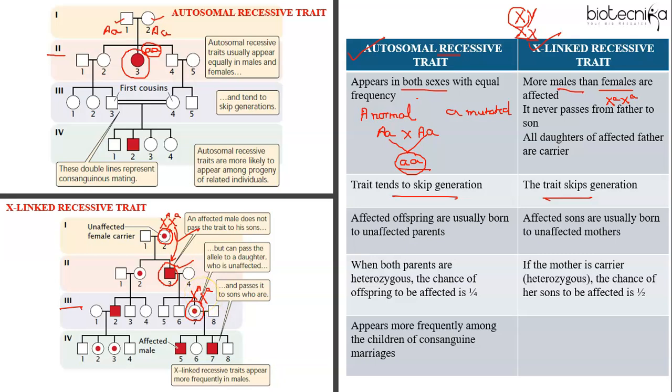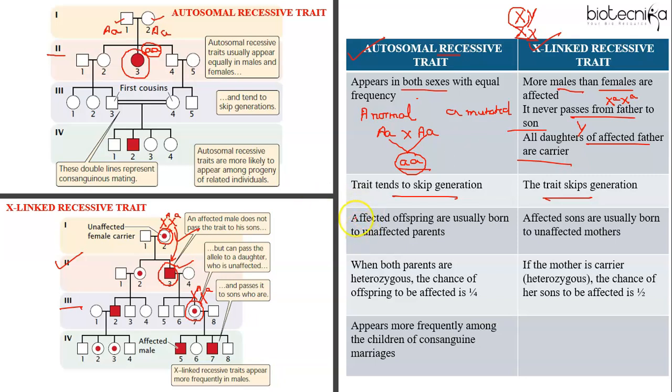Then another important characteristic of X-linked recessive trait is that they are not passed from father to son, because a son inherits his father's Y chromosome and not his X. So as you can see in this figure, there is no case of a father and son who are both affected. However, all daughters of affected fathers are carriers if their mother is homozygous for the normal allele.